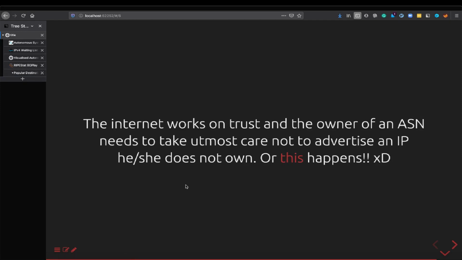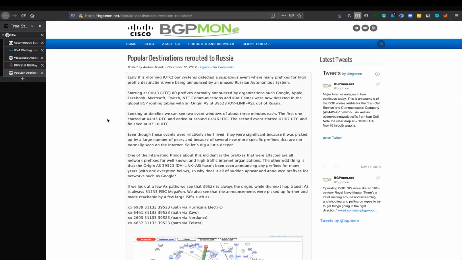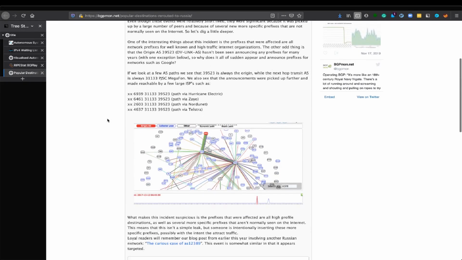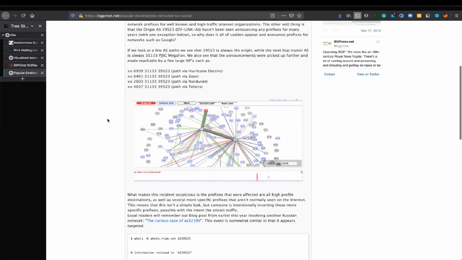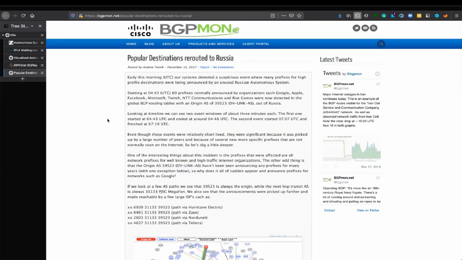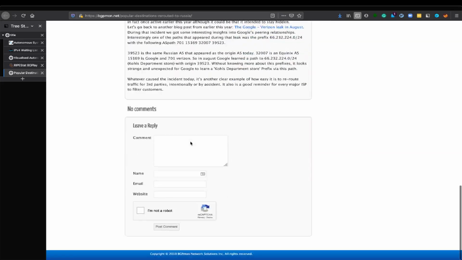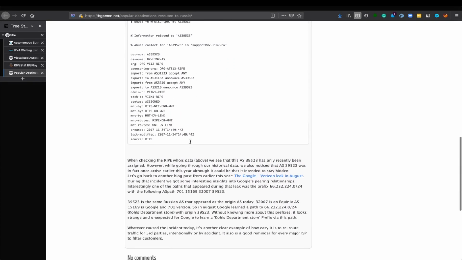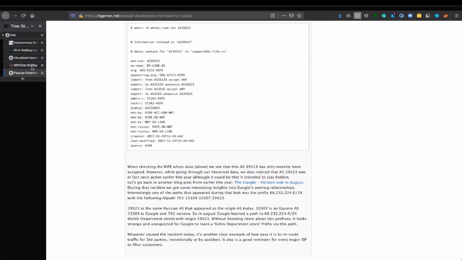So here are a few examples. There is something called BGPmon, which is used to monitor all the BGP announcements that are happening, and they caught a hacker who was trying to advertise for all these famous websites. You can go read a lot more posts about BGP hijacking on BGPmon. It's quite interesting as to how they do that.